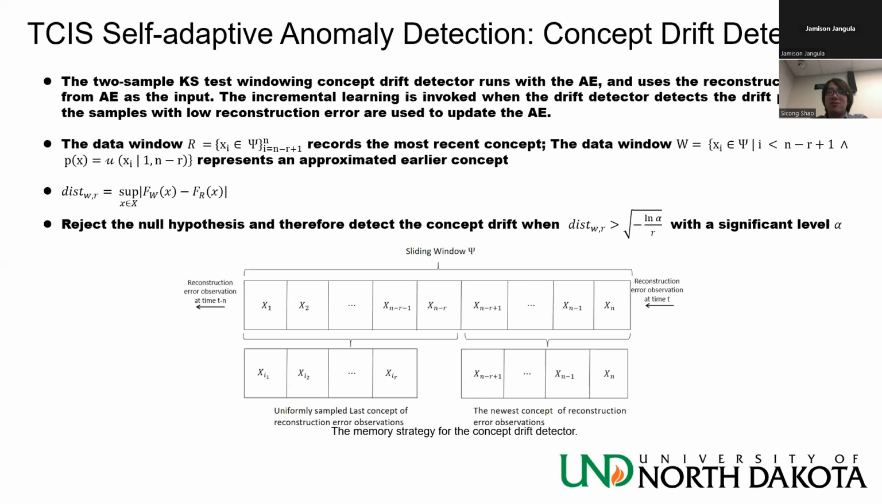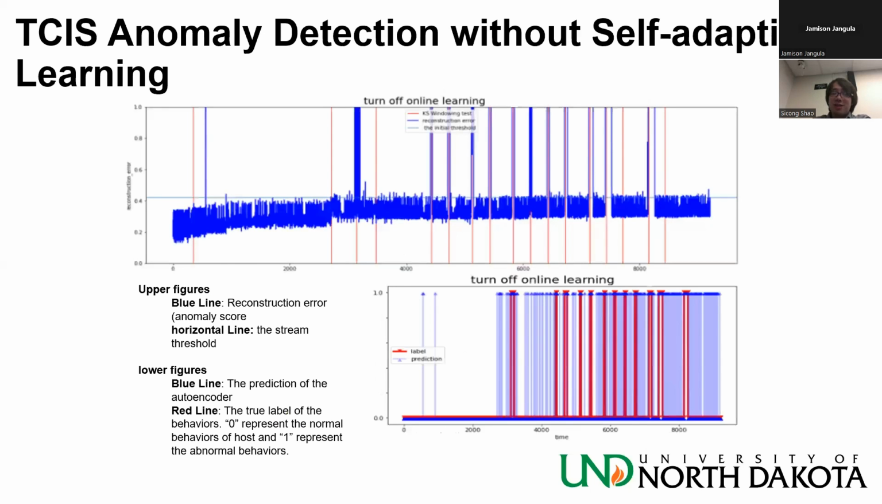So anytime it goes beyond the threshold, we reject the null hypothesis and accept the alternative hypothesis, which means your distribution has changed, and then we will invoke the autoencoder to do the incremental learning.